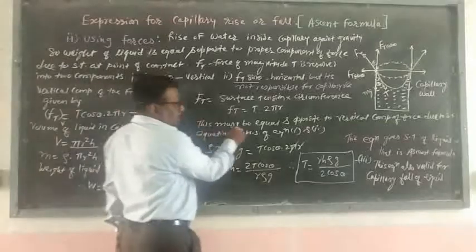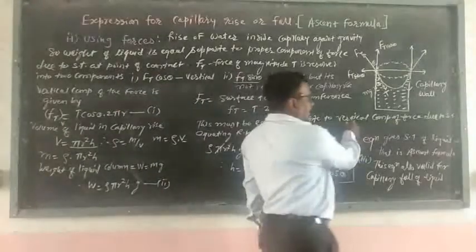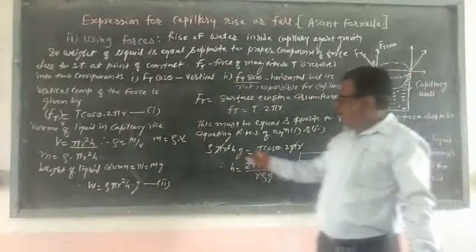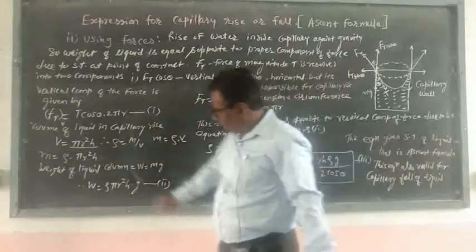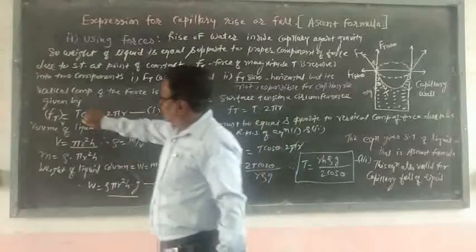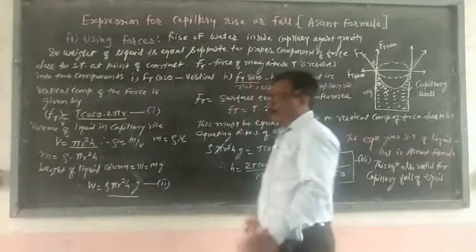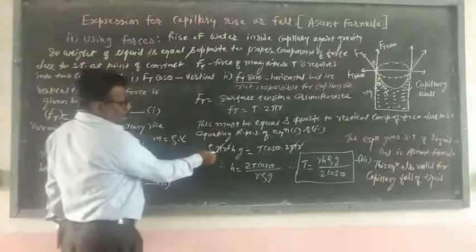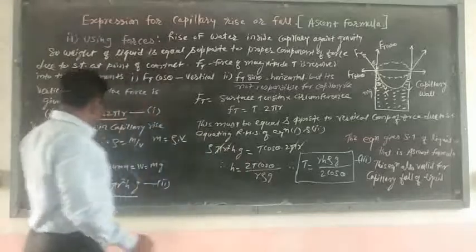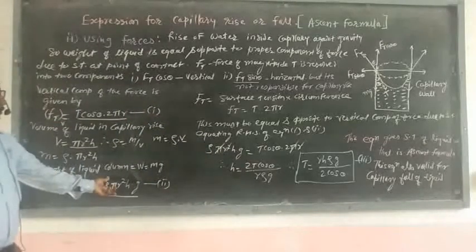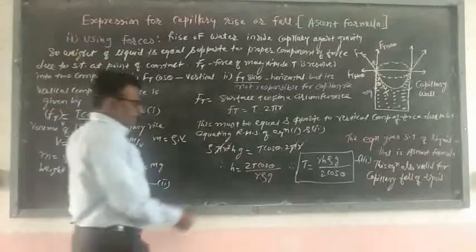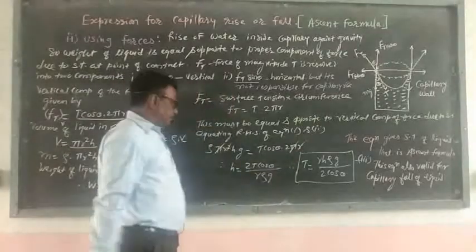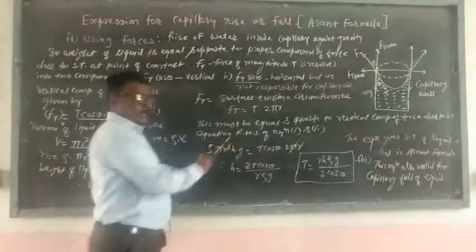But this must be equal and opposite to the vertical component of force due to surface tension. So equating the right hand side of equation 1 and 2. This is the right hand side of equation 2, and this is the right hand side of equation number 1. When we equate these two, we get rho pi r square hg equal to T cos theta into 2 pi r. So here the pi gets cancelled, and here one r gets cancelled with this r square.